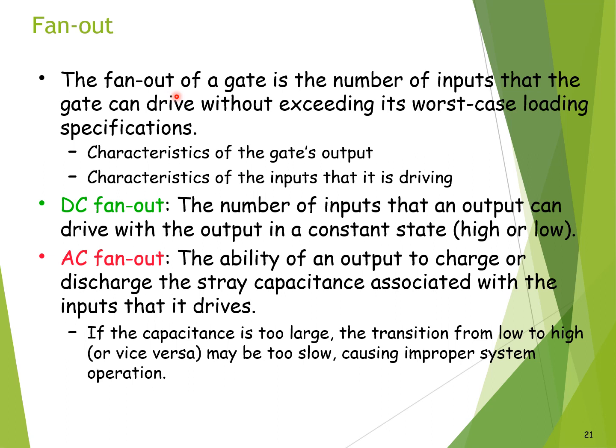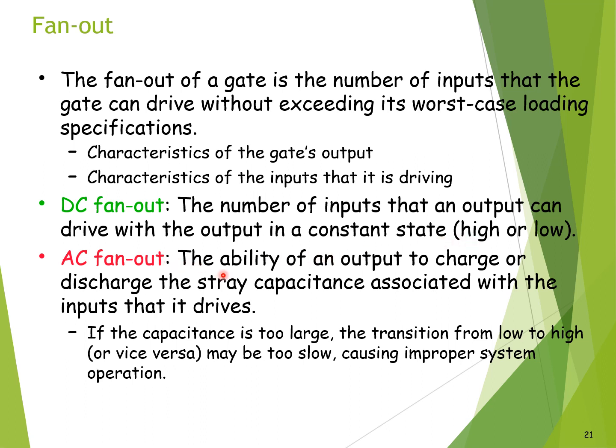Fan out of the gate is the number of inputs that the gate can drive without exceeding its worst case loading specifications. The characteristics of the gate's output decide the fan out, and the characteristics of the inputs that it is driving also decide the fan out. In fan out we have two classifications, DC fan out and AC fan out. DC fan out is the number of inputs that an output can drive with the output in a constant state, that is high or low.